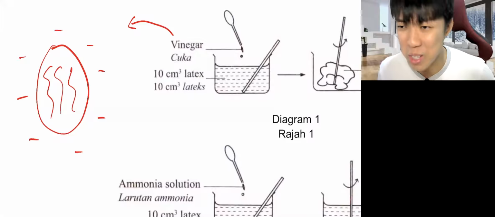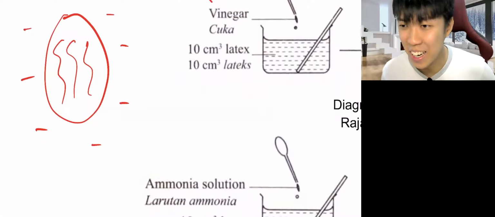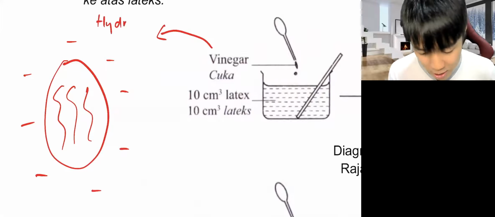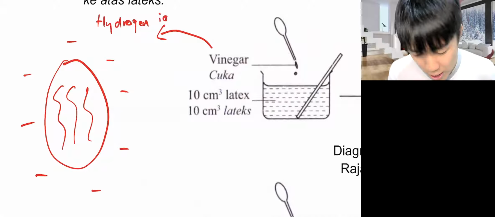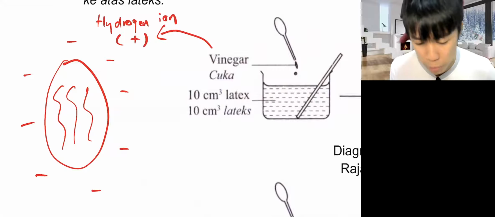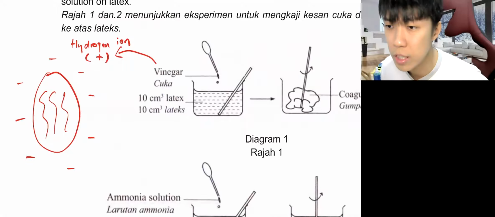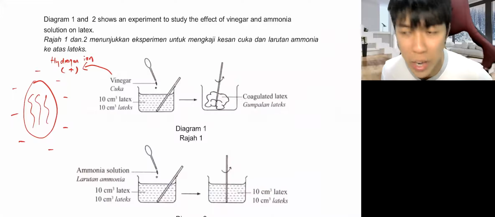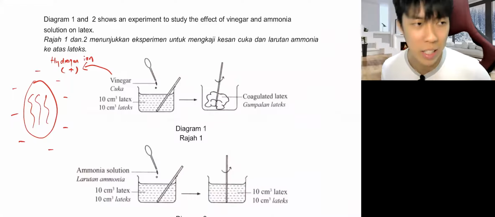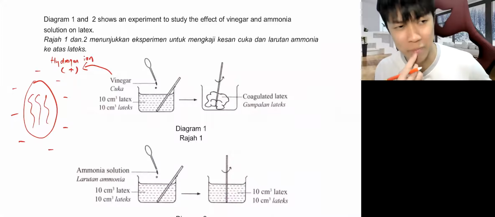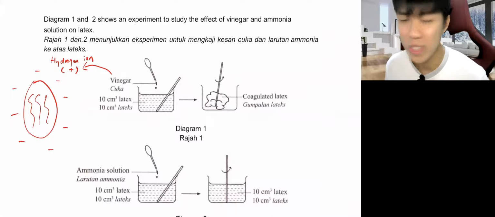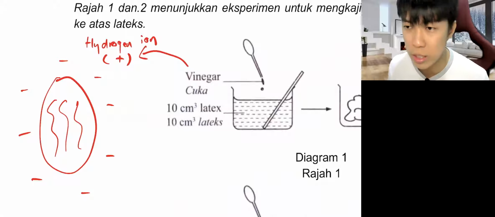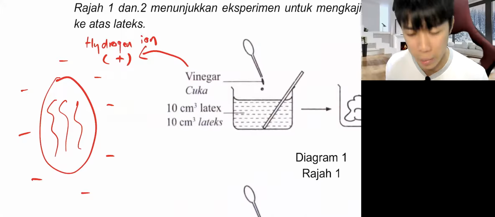No, but good try, people. Hydrogen ion, which is positively charged. At least we tried. Luckily you try now, not in SPM. If it were SPM, you'd just guess. Hydrogen ion, which is positively charged. So you have to know the charge and also the name of the ions.